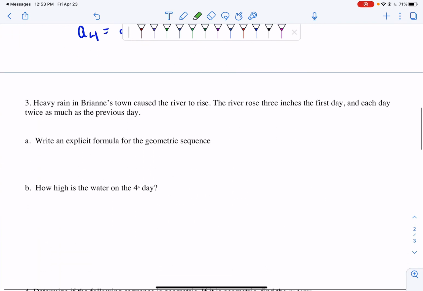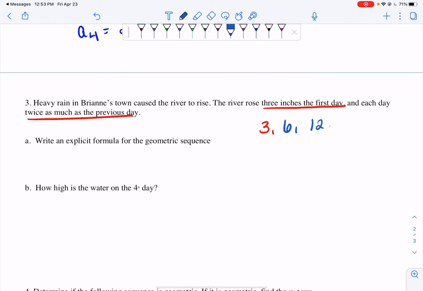Question number 3. Heavy rain in Brienne's town caused the river to rise. The river rose 3 inches the first day, and each day twice as much as the previous day. So basically on day 1, I have a 3. On day 2, it's twice that. So what's 3 times 2? 6. So on the third day, what's twice 6? 12. What's twice 12? 24.